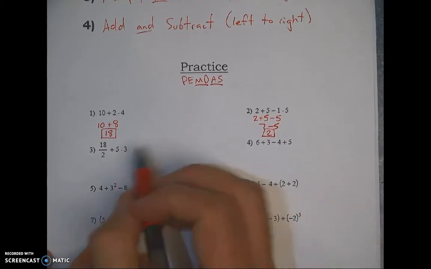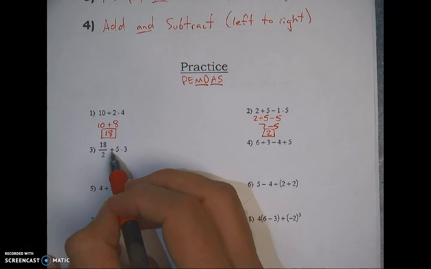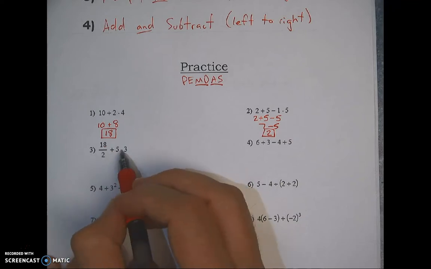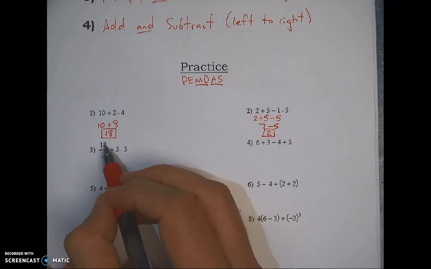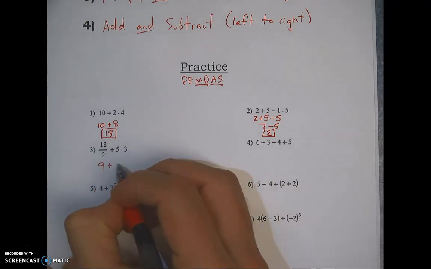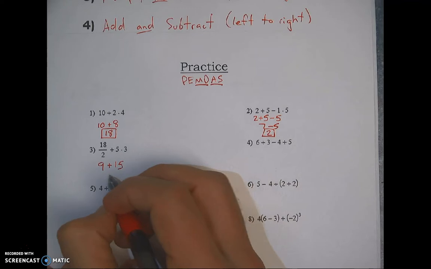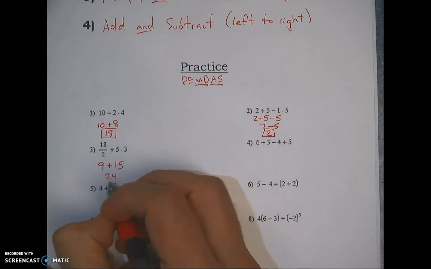Number 3, multiplication, division, addition. So addition is last. So I'm going to divide, and I'm going to multiply. Those happen at the same time. So 18 divided by 2 is 9. Bring down my plus. 5 times 3 is 15. Okay, they happen at the same time. Last thing I do is add, and my answer is 24.